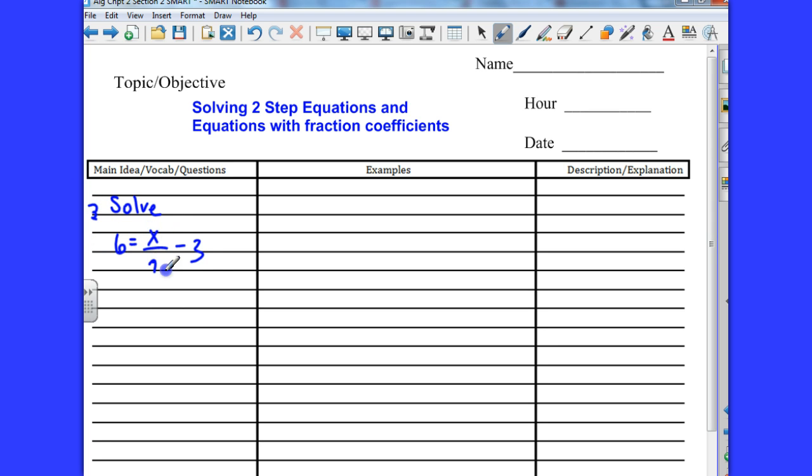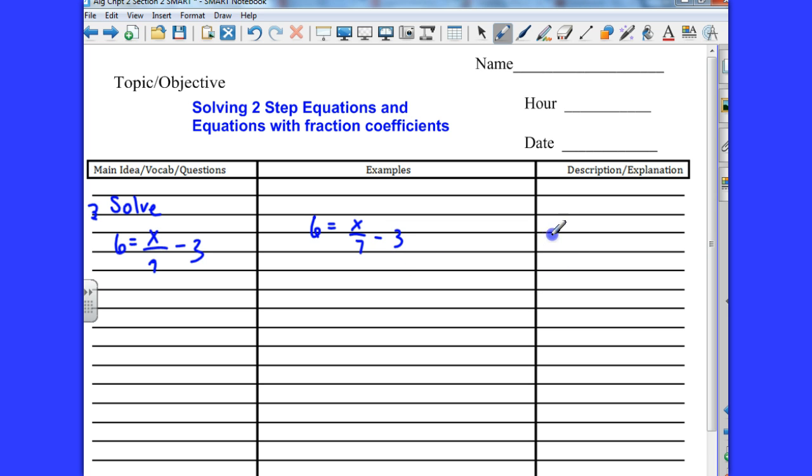You have 6 equals x divided by 7 minus 3. All right, this is a two-step equation as well. Look, you have division happening to x, and you have subtraction happening to x. So let's copy down the question over here. 6 equals x divided by 7 minus 3. Just recopy the question exactly. I'll show you why we do that after this question is done.